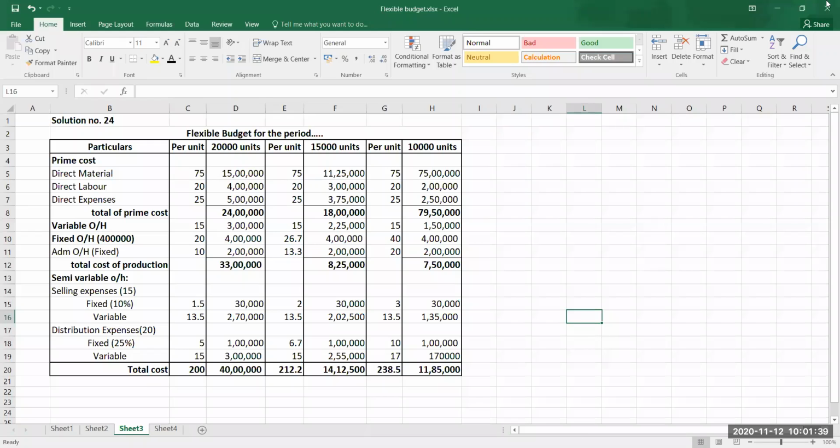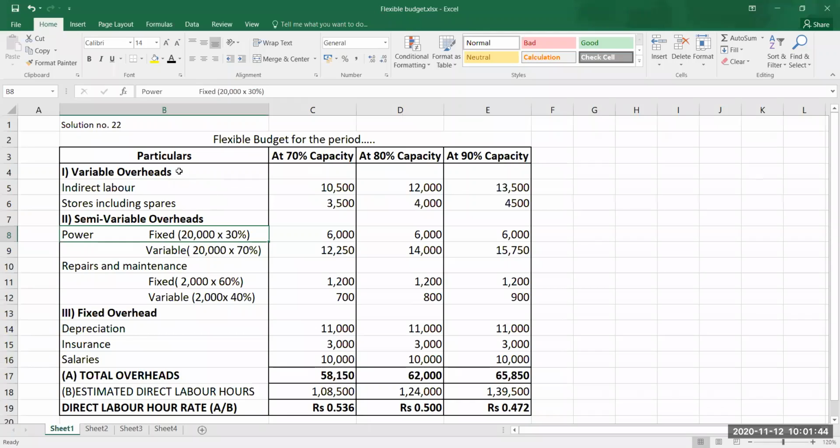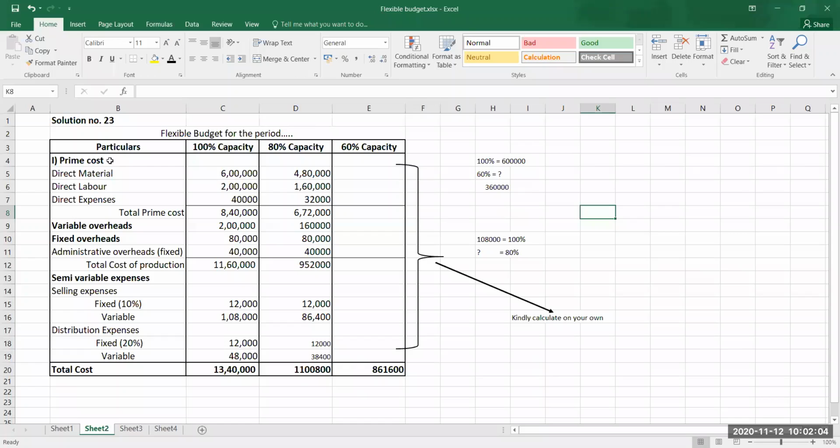So we have solved three types of flexible budget problems. One, when only variable, semi-variable and fixed overhead were given to us and the direct, that is prime cost, information was not given. That time you can just add all the costs and calculate the direct labor hour rate. Then you got the prime cost. Yes or no? So you had the prime cost as extra information. You had variable, fixed, and semi-variable.